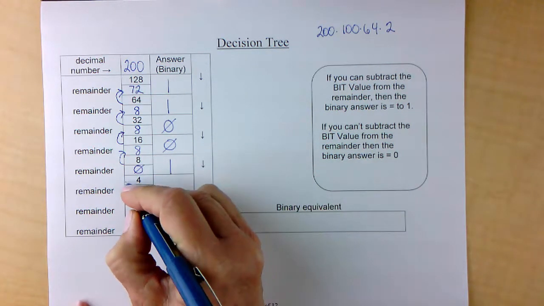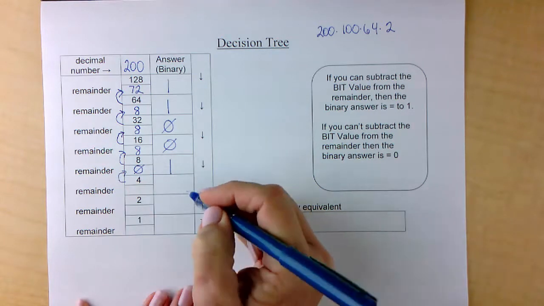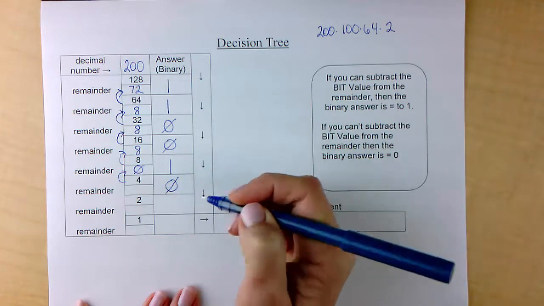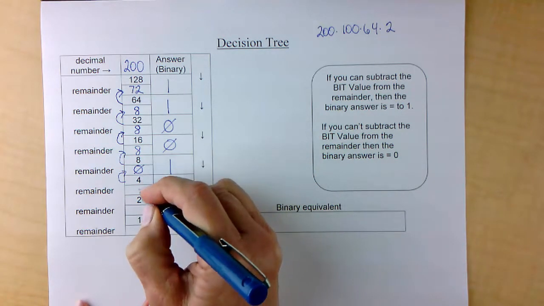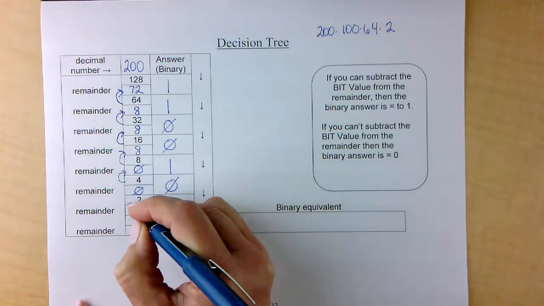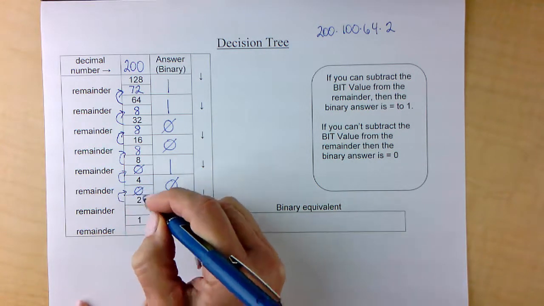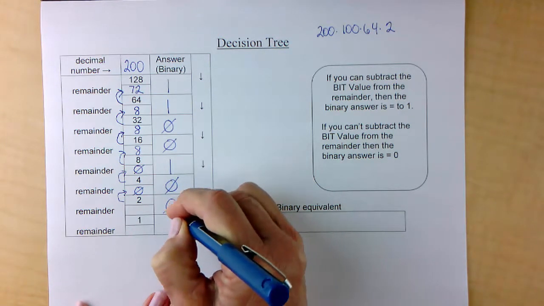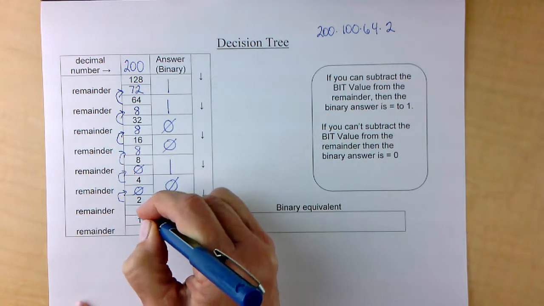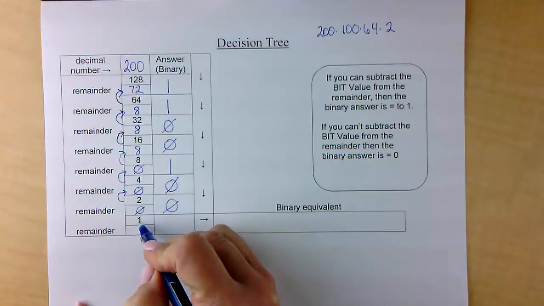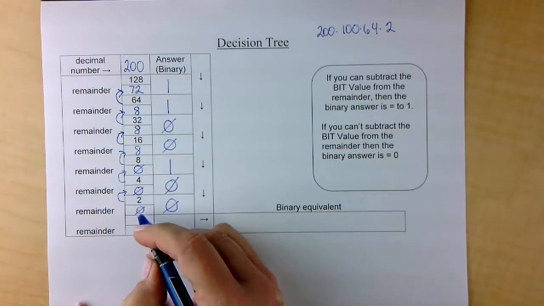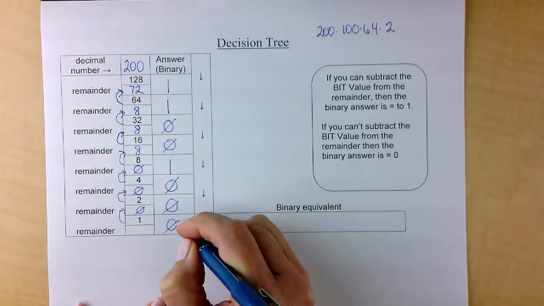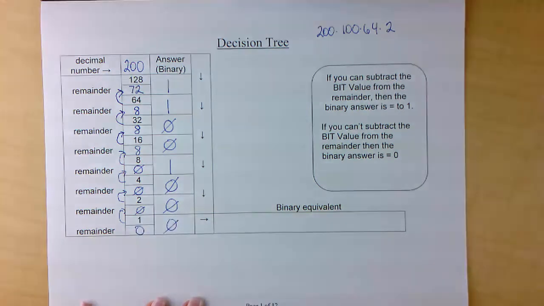Can 4 be subtracted from 0? No, it cannot. So my binary here is 0. I'm just going to bring the 0 down. Can 2 be subtracted from 0? No, it cannot. So my binary is 0. I bring the 0 down. Can 1 be subtracted from 0? It cannot. So that's 0. I just bring the 0 down.